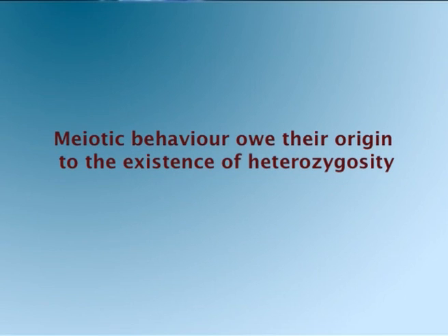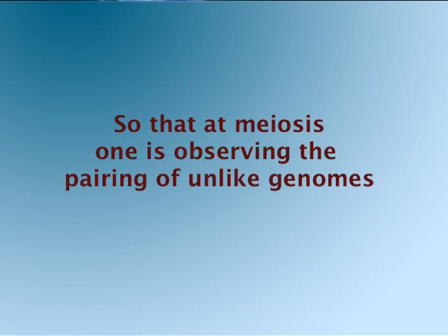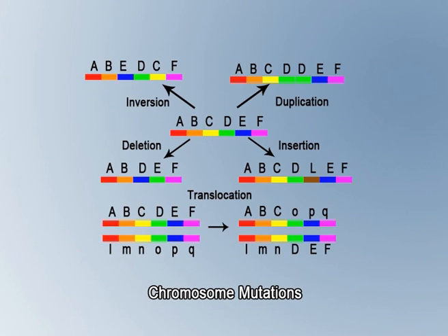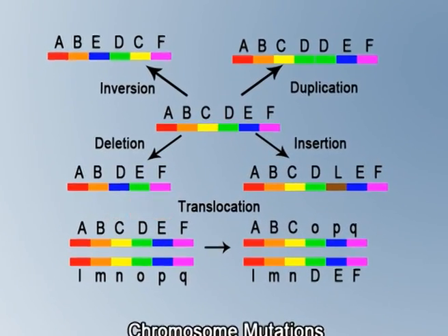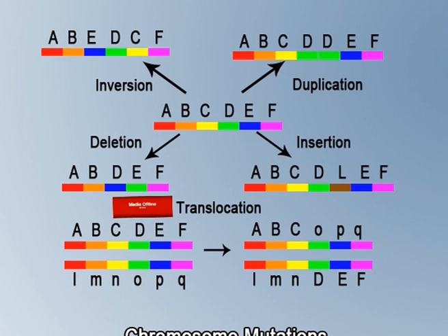Many peculiarities of meiotic behavior owe their origin to the existence of heterozygosity, so that at meiosis one is observing the pairing of unlike genomes. The differences which can exist have often arisen by duplications, deficiencies, inversions or translocations of chromosomal material, and the meiotic configurations usually provide evidence of the precise nature of these rearrangements. Some species are known to be consistently heterozygous for certain translocations, which give rise to multivalent formation at meiosis.